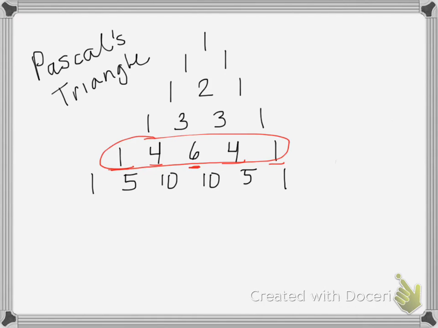How do I know what row to go to? Maybe because I know I need the row where there are going to be 5 numbers, because I'm going to have 5 terms in my expansion. Maybe I go to the row where the second number matches the exponent of my expansion. That would be another way to take me to the correct row. And we see that the missing coefficient that we're looking for is 6.